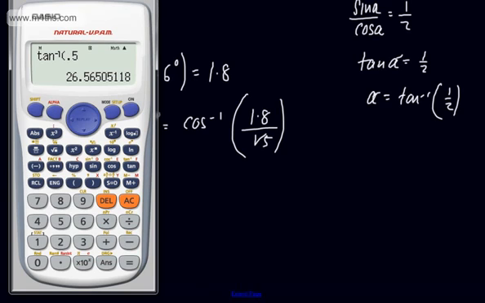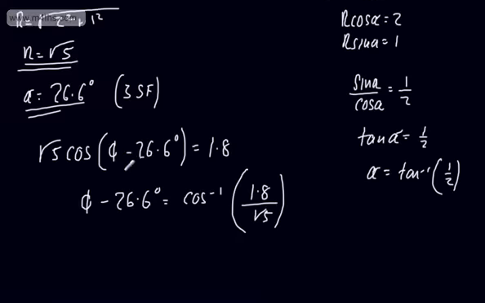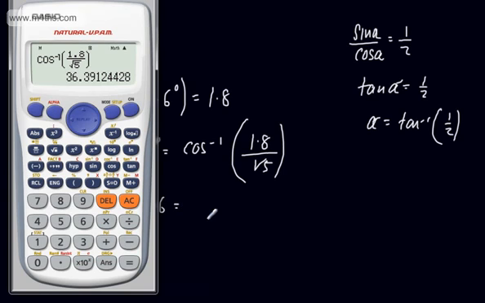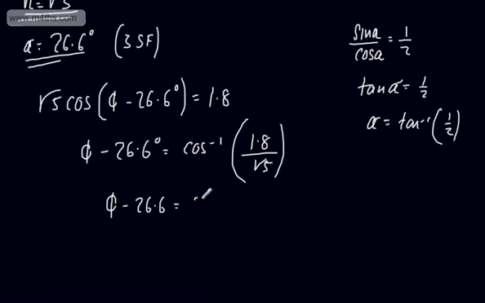So let's go ahead and I'll just store this in. Shift store A. And then what we'll do is take the inverse cos of 1.8 divided by root 5. So root 5. And that's going to give me, let's bring it out to the denominator, a value of 36.39. So what we can say then is, theta minus 26.6, which is the answer in my calculator, is going to give us this principal value, which is the acute angle that we want, 36.39 dot dot dot.